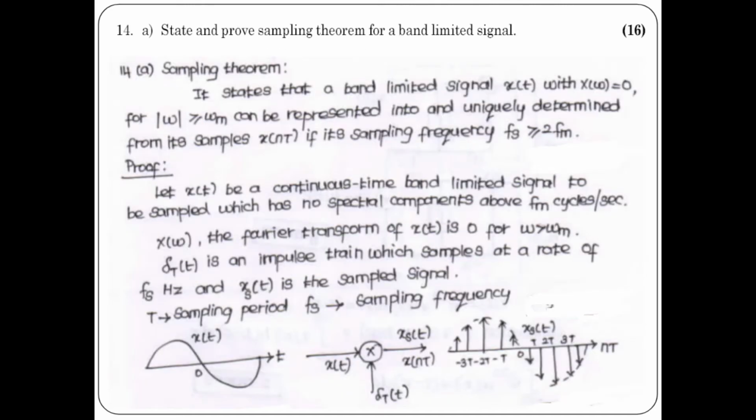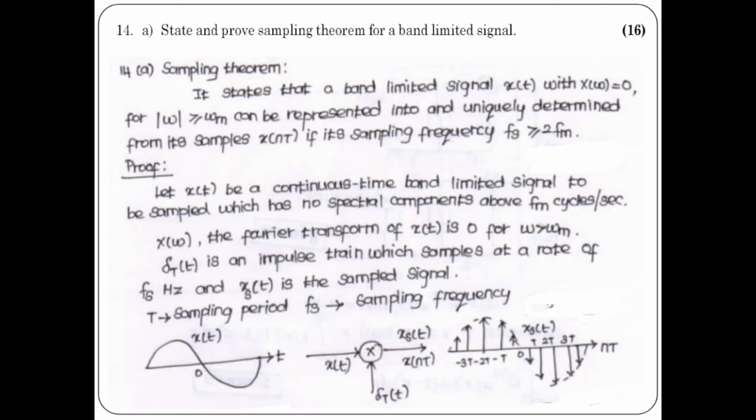Next, state and prove sampling theorem for a band limited signal. So we know sampling theorem is one of the most useful theorems since it is applied to a digital communication system. Sampling theorem states that a band limited signal x(t) with X(omega) equal to 0 for modulus of omega greater than or equal to omega m can be represented into and uniquely determined from its samples x(nT) if the sampling frequency fs is greater than or equal to 2 fm.